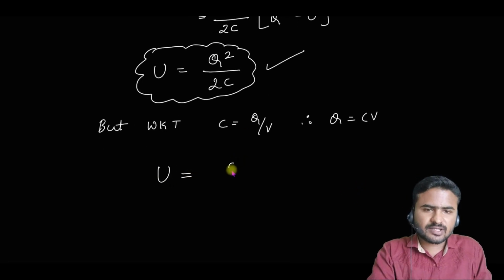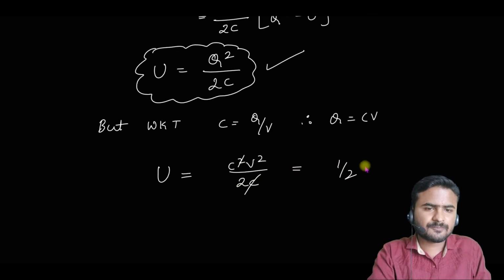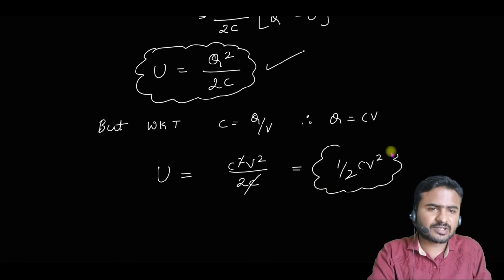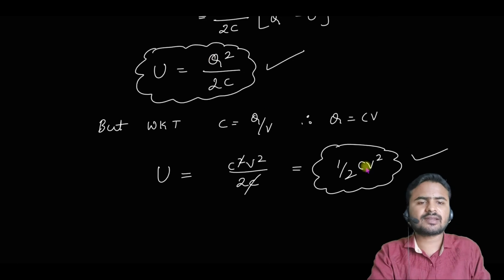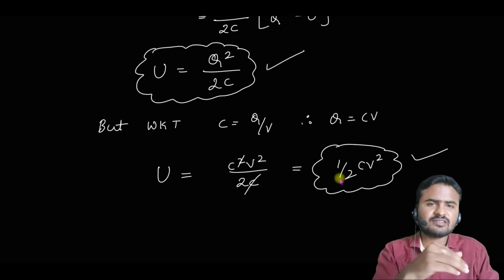Energy stored in the capacitor is C squared V squared divided by 2C. So one C and one C will get cancelled. We get half CV squared, which is another formula for energy stored in the capacitor. Both are valid. This is also correct and this is also correct. Half CV squared is easy to remember.